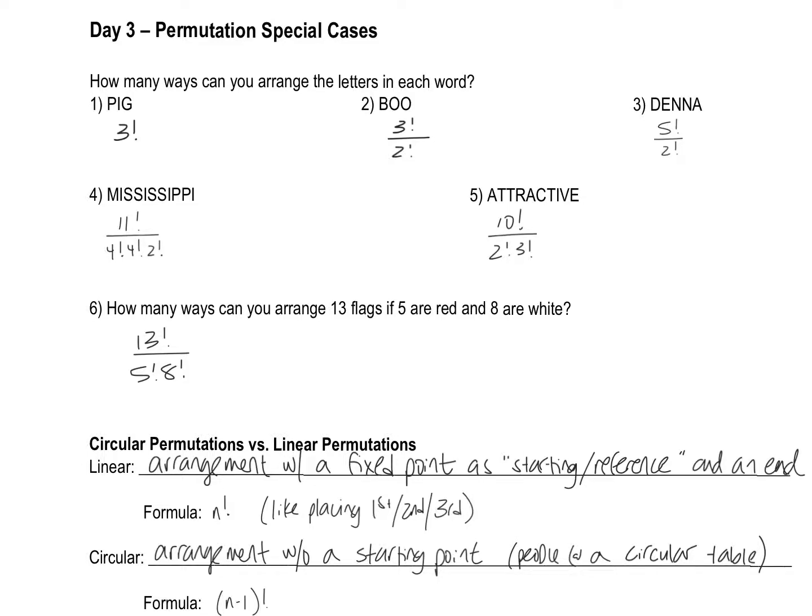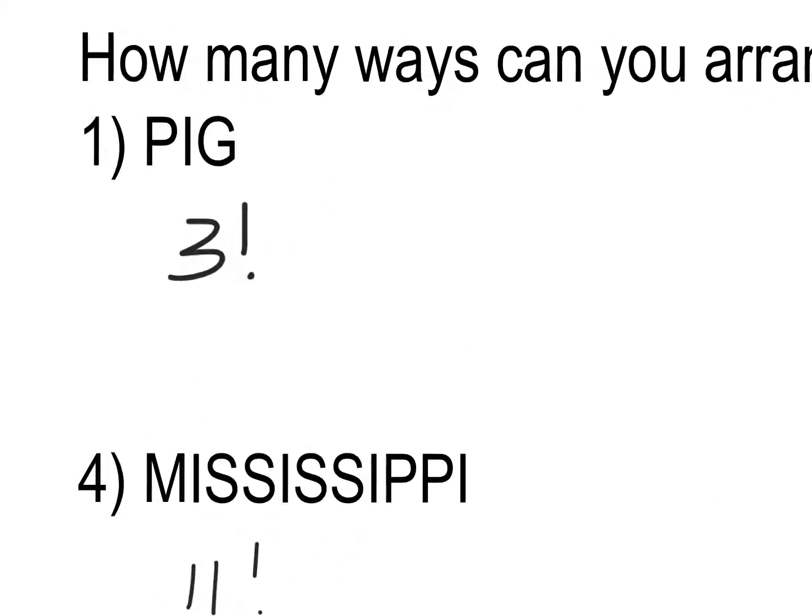If you can arrange the letters in the word PIG, so you can go IGP, GIP, and so on, how many different ways are there to do that? There are 3 letters in PIG, which is why I'm doing 3 factorial. And so 3 factorial is just 3 times 2 times 1, which is 6.